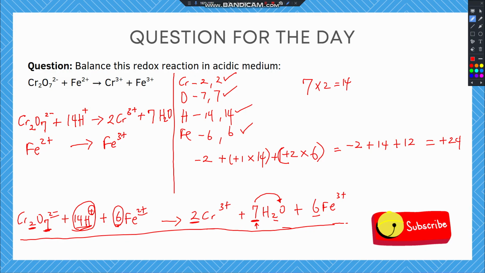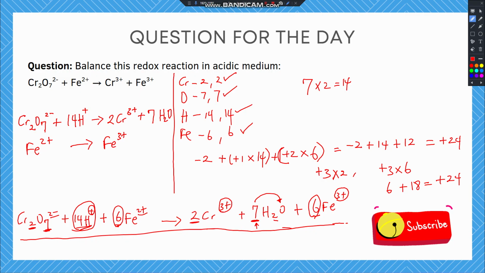On the right hand side, let's find out what the charge is. We have a charge of +3 here, and then it has a coefficient of 2, so that gives us +3 times 2. And then we also have a charge of +3 over here, and it has a coefficient of 6, so that is +3 times 6. Altogether we have 6 plus 18. 6 plus 18 gives us +24. So the charges are balanced and the atoms are also balanced.